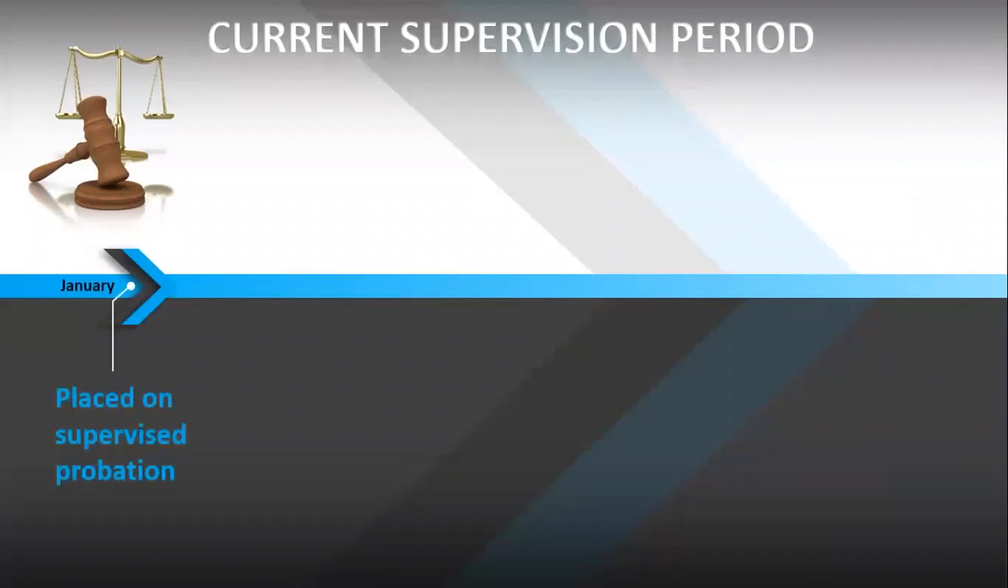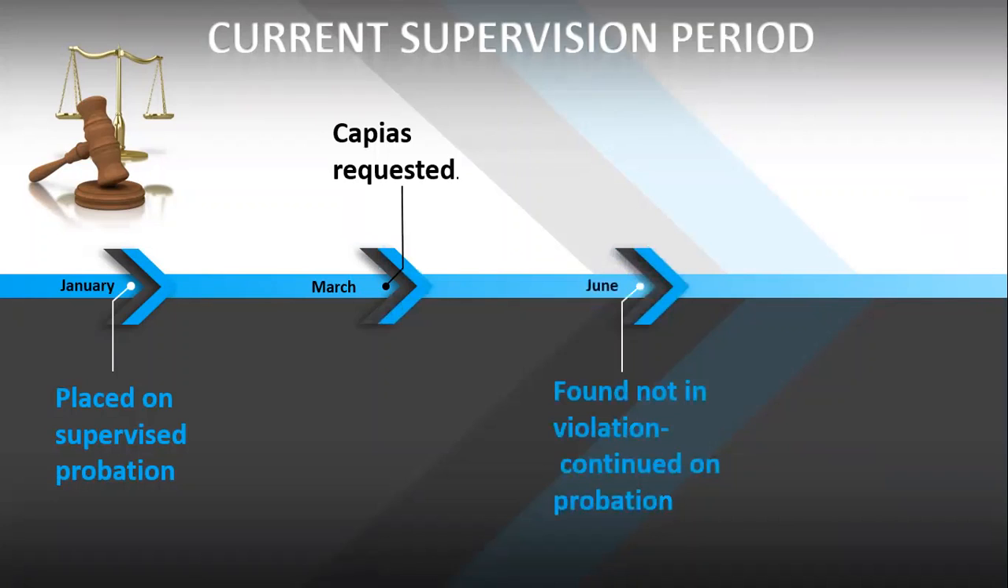Now, the current supervision period is defined as beginning when the defendant was most recently placed on or continued on supervised probation. For example, in January, you have a defendant who's placed on supervised probation. In March, the probation officer requests a capias. In June, a hearing is held, and during this hearing, the defendant is found not to be in violation and continued on supervised probation. And today, you are requesting a capias.